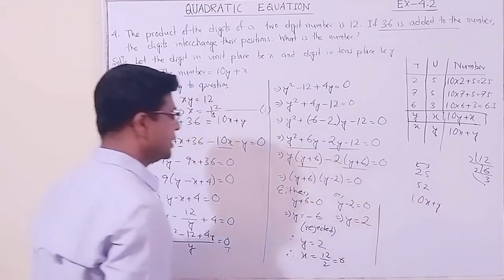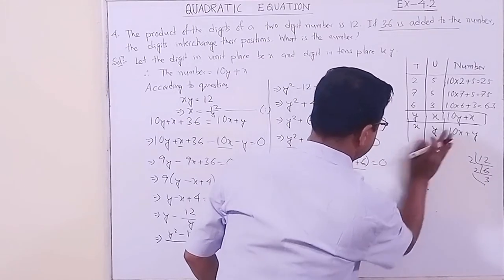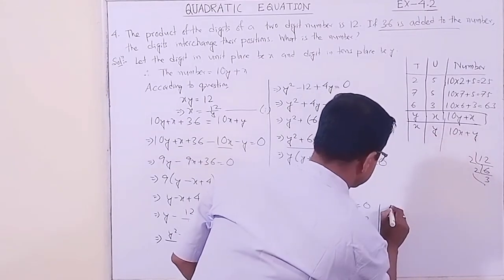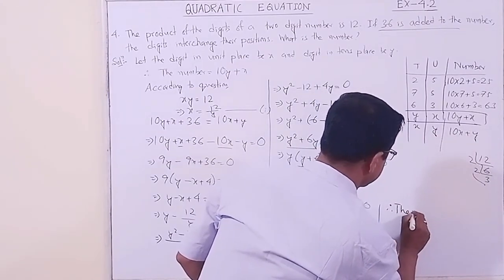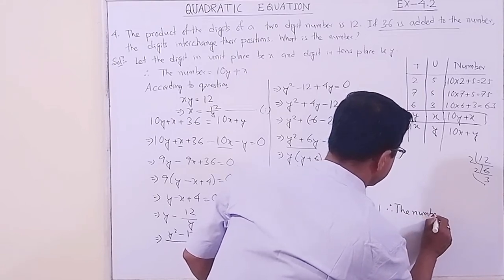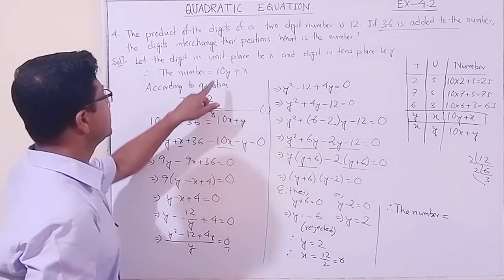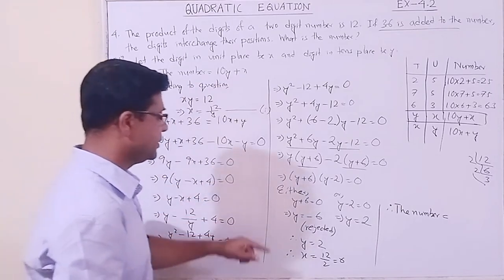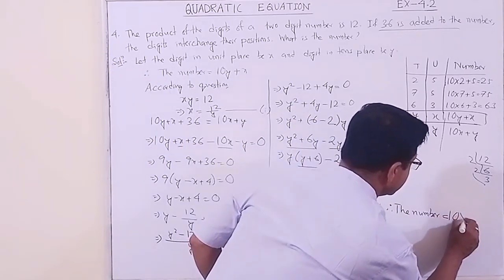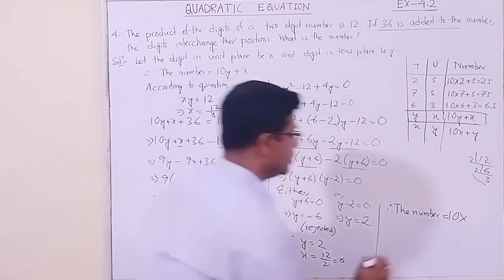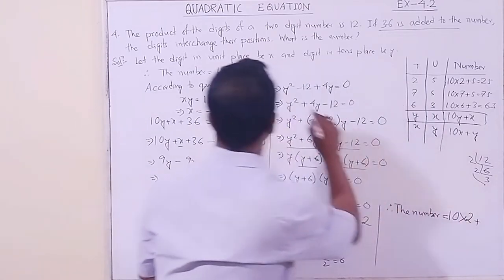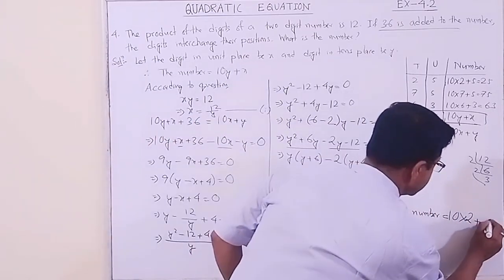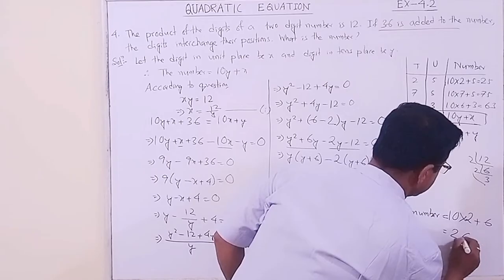Very less space. Okay, so let us rub this part. Question was find the number, therefore the number is equal to, what is the format of the number? 10y plus x. That means 10 into y, value of y is 2. 10y plus x, what is the value of x? 6. So this is 20 plus 6, 26.